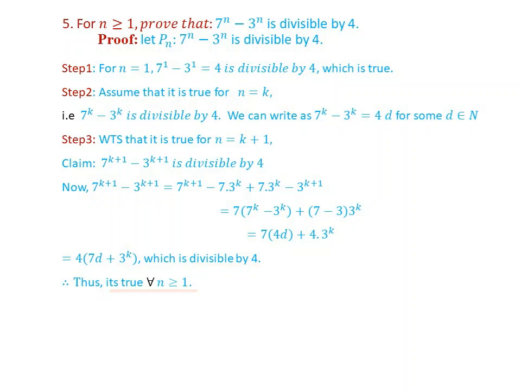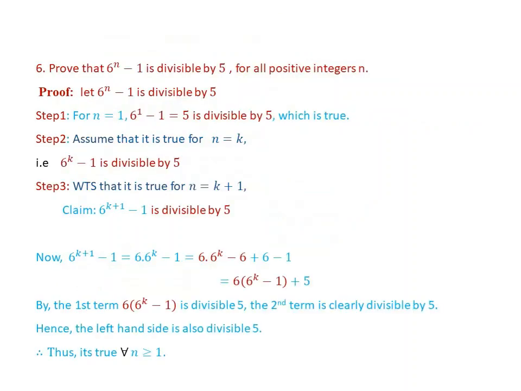Prove that 6 to the power of n minus 1 is divisible by 5 for all positive integers n. Here our proposition P(n) is that 6 to the power of n minus 1 is divisible by 5. By the principle of mathematical induction, we have to follow the following 3 steps. Step 1 says that for n is equals 1.